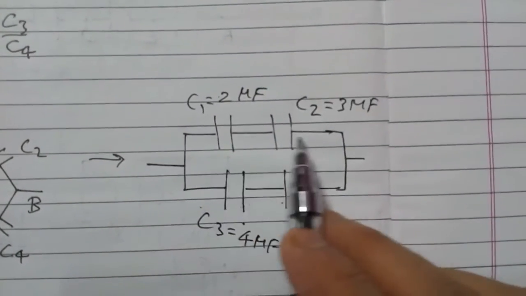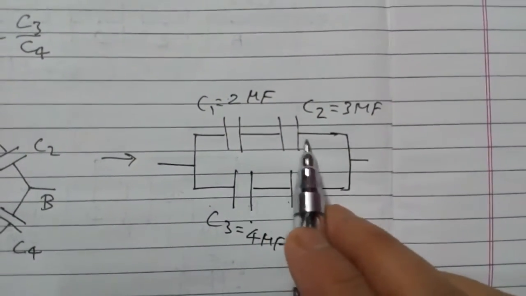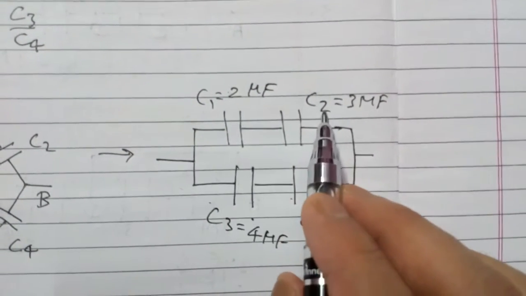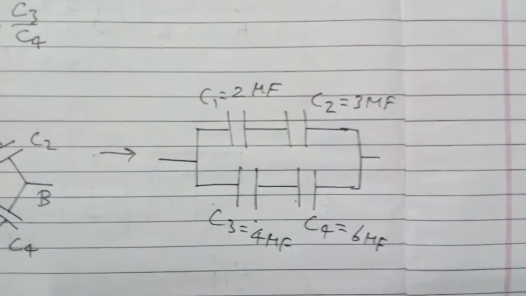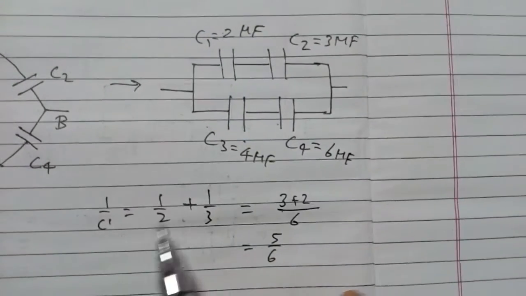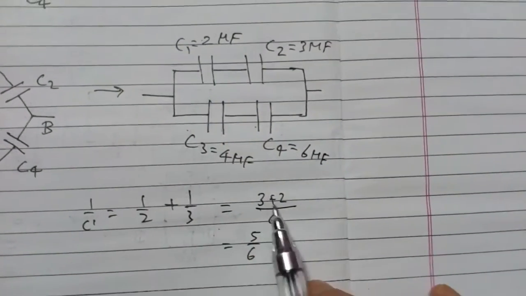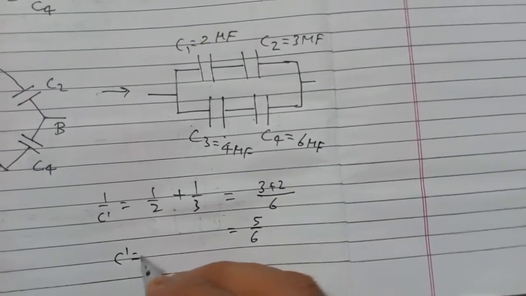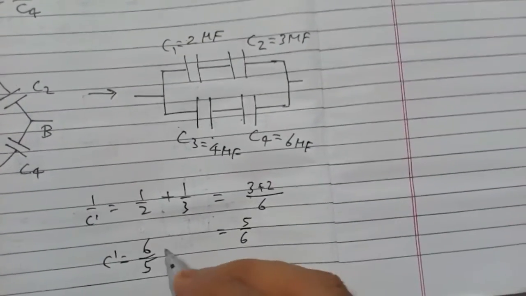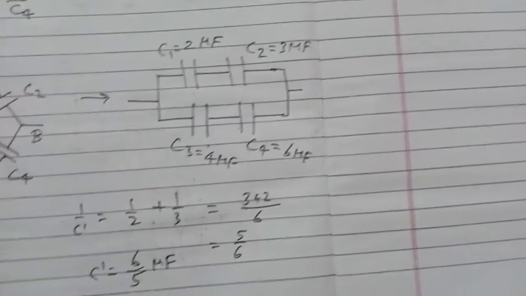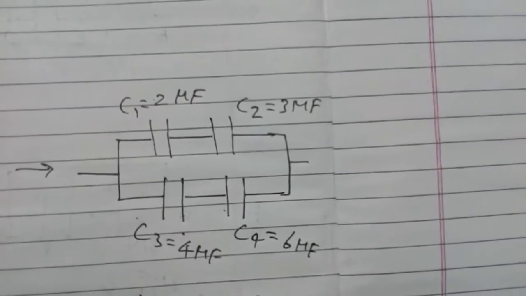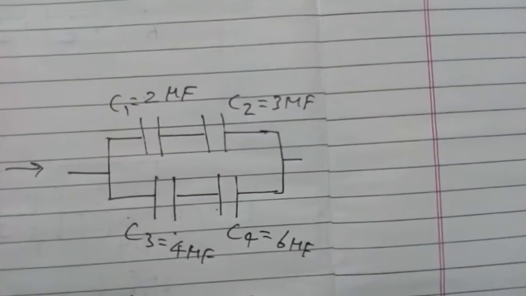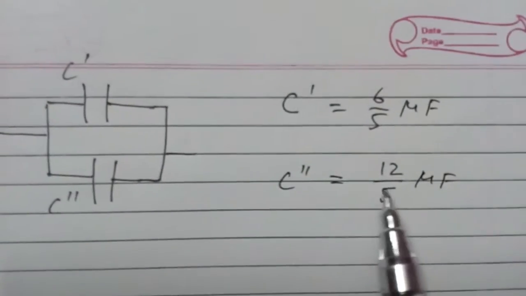Now C1 and C2 are in series, so the equivalent of 2 microfarad and 3 microfarad connected in series is: 1 by C dash is equal to 1 by 2 plus 1 by 3. This is equal to (3 plus 2)/6, which is equal to 5 by 6. So C dash is equal to 6 by 5 microfarad. Similarly, the equivalent of 4 microfarad and 6 microfarad connected in series is 12 by 5 microfarad.